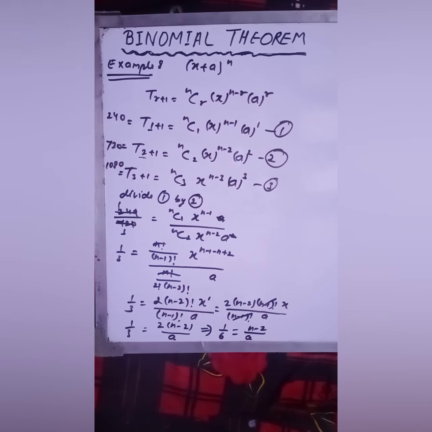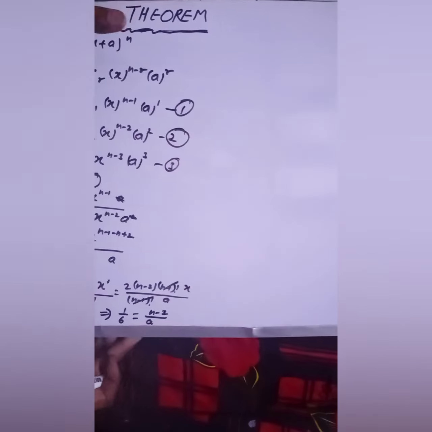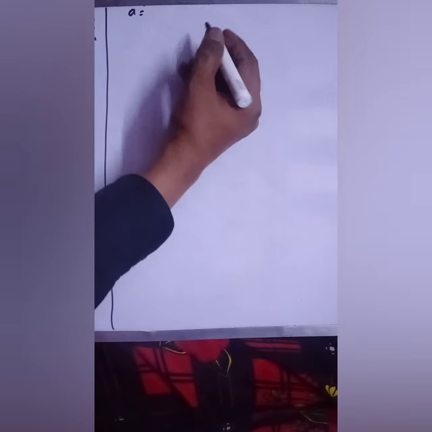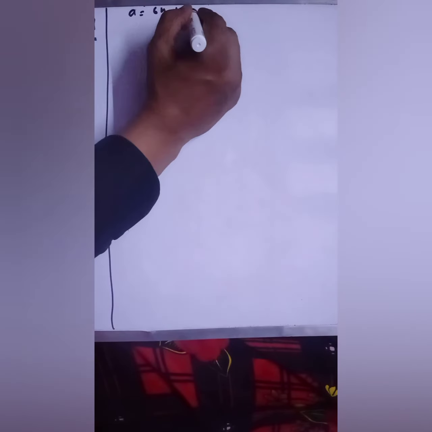So just after that, you have to cross multiply. I'm solving on the next page. Just wait. So you will get a is equals to 6n minus 12. Okay. So this is your equation number 4. Okay, children. This is your equation number 4.